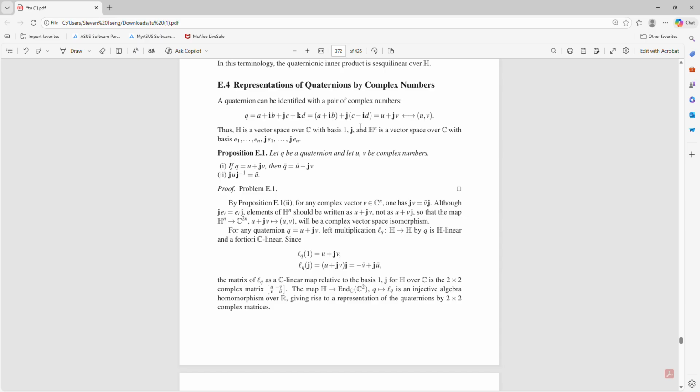And when you let mu equal A plus iB and let V equal C minus iD, we get the form where mu and V belong to the complex numbers. And it is clear that we find a basis 1, j, and H is a vector space over C, because mu and V are complex numbers.